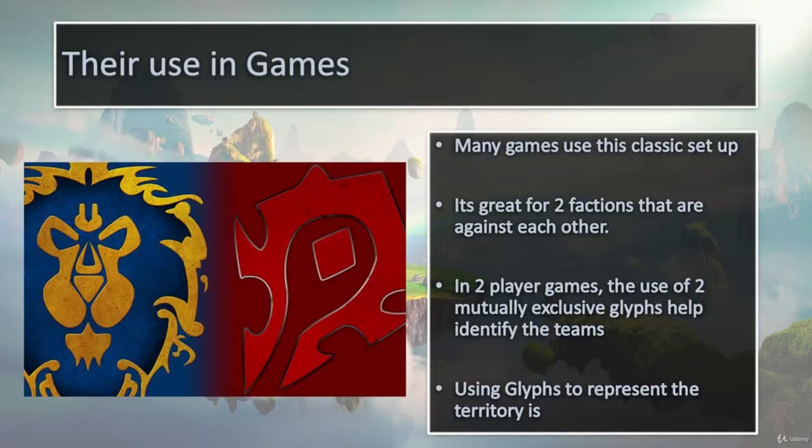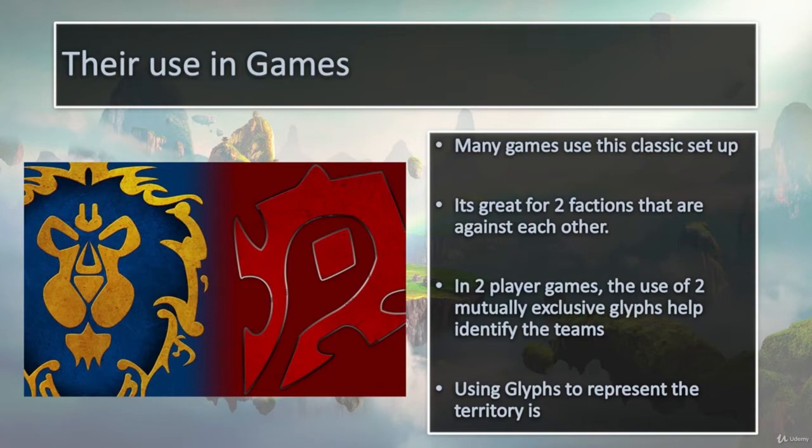Now, many games use this classic setup of two factions against each other. In two-player games, the use of two mutually exclusive glyphs helps identify teams, even using glyphs to represent territory. An example of this would probably be World of Warcraft, where blue represents one faction and red represents the other faction. Now I could ask you guys which of the factions would be considered the bad guys and which would be considered the good guys, but I know you guys are smart enough to know, due to the attention you've paid to this entire course, what blue means and what red means. So I won't have to go too much into that.